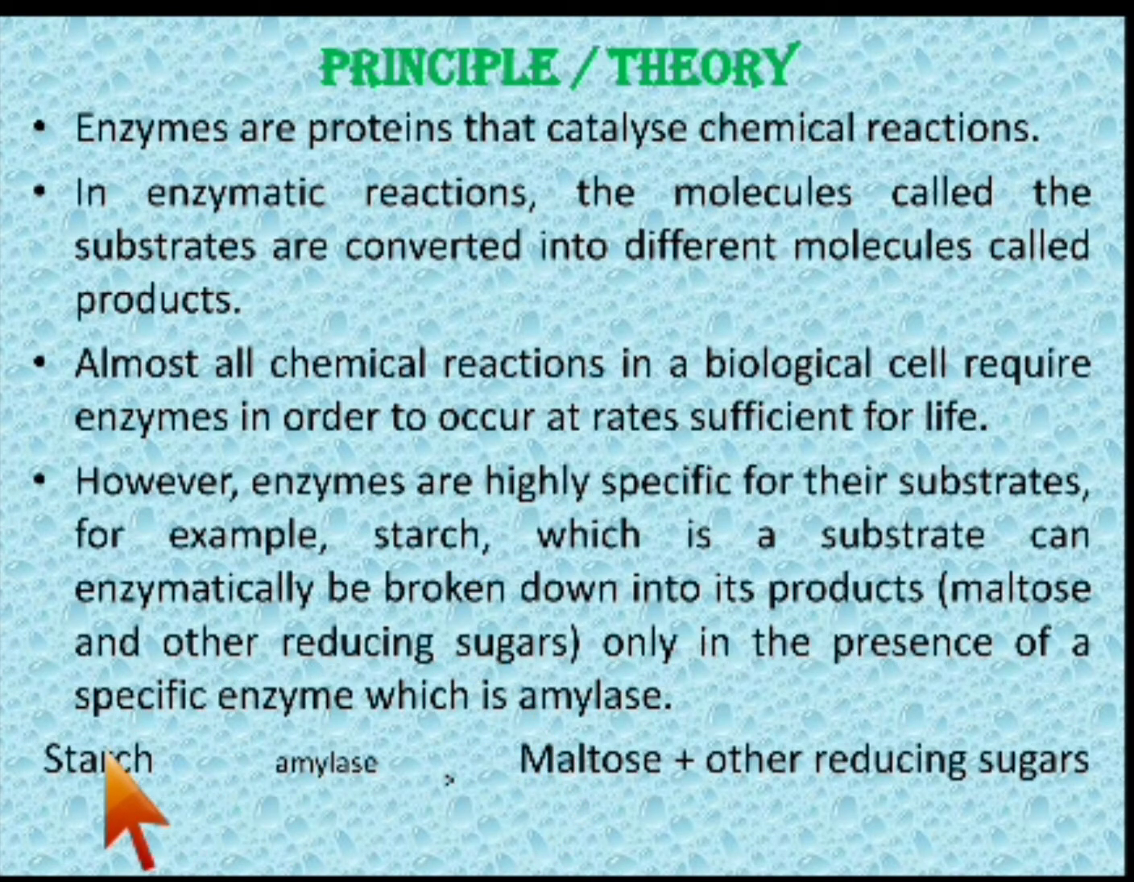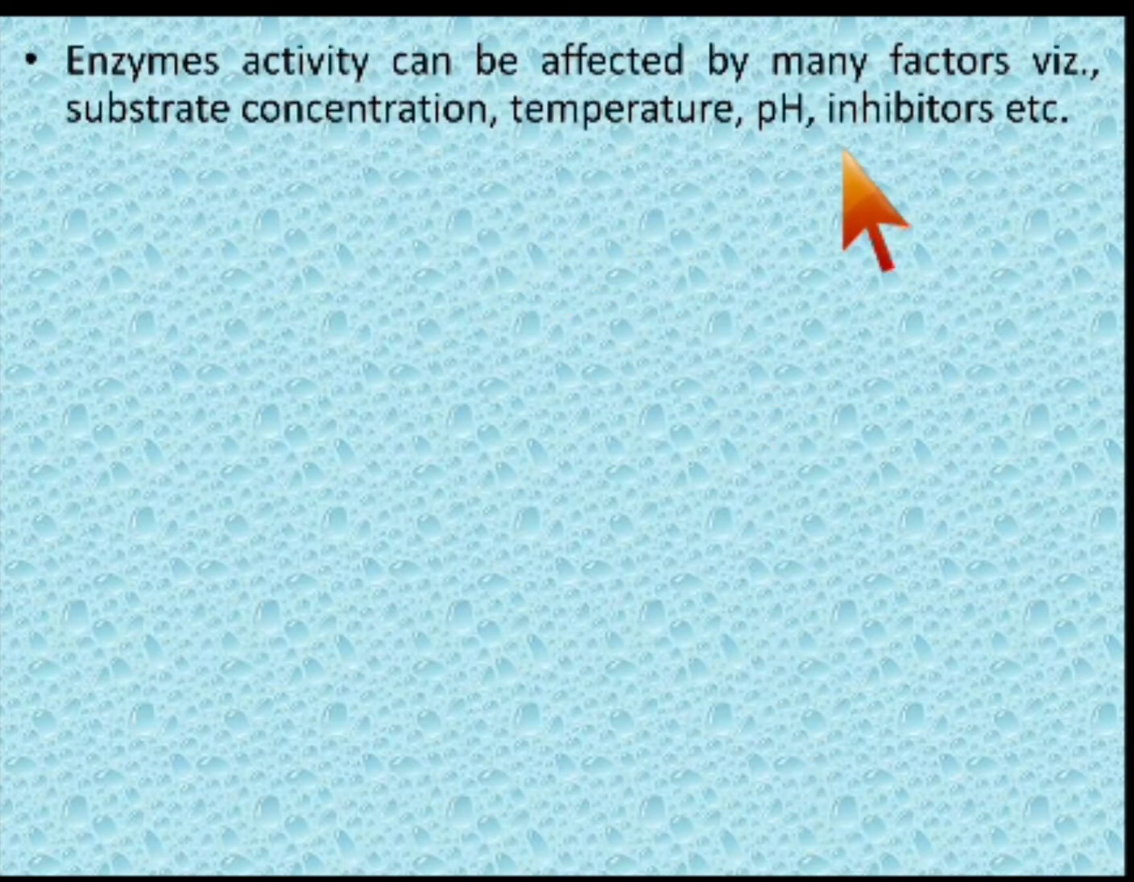So this is the reaction where starch, in the presence of amylase, is broken down into maltose and other reducing sugars. And as I had already mentioned, the activity of the enzyme can be affected by many factors. So in today's experiment, since we are going to study only the effect of substrate concentration, we are going to change only the concentration of the substrate to see the effect of this substrate concentration on the activity of amylase. But we are going to keep other factors constant. We are not going to change temperature or pH or inhibitors or any other factors. We will keep them constant, but we are going to change only the concentration of the substrate.